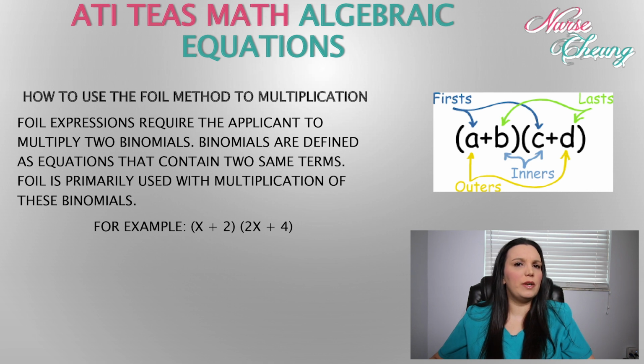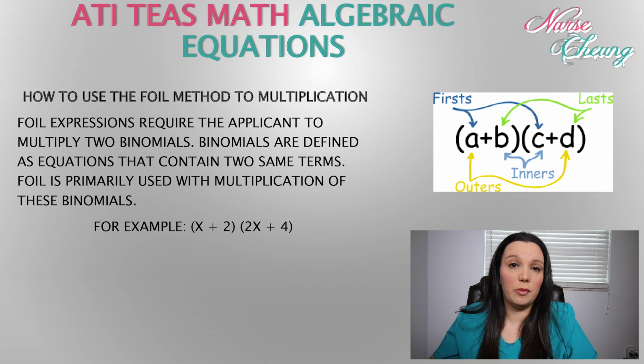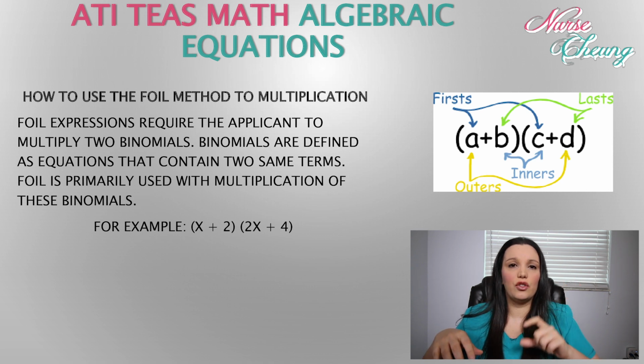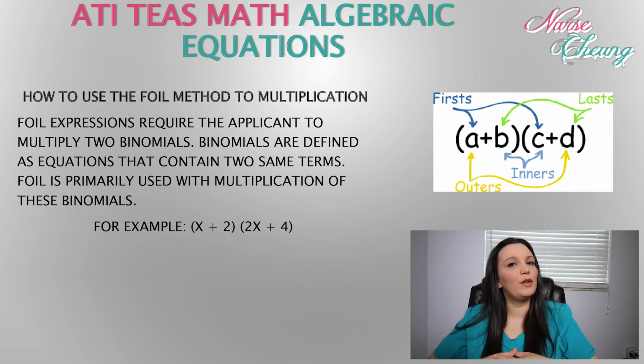However, what do we have to do when we start multiplying these variables and exponents? Well, let's take a look. We're going to use something called the FOIL method. So the FOIL method requires the applicant to multiply two binomials. FOIL is primarily used with multiplication of these binomials, and we're going to take a look at an example. So our example is parentheses x plus 2 multiplied by parentheses 2x plus 4.